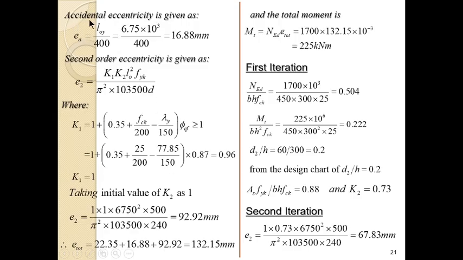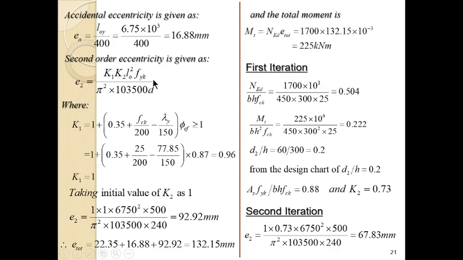We now calculate the accidental eccentricity, which I said the easiest way is to do L naught over 400. We are using L naught Y because the YY axis is the most critical in terms of slenderness. It is the one that had the highest slenderness ratio. So with this, we calculate our accidental eccentricity. What we are now left with is E2, the eccentricity due to the second order effect.